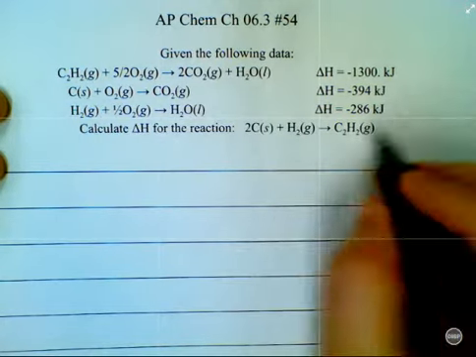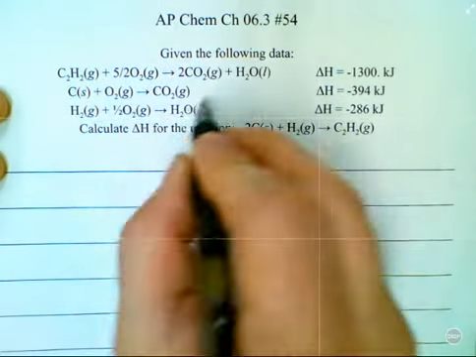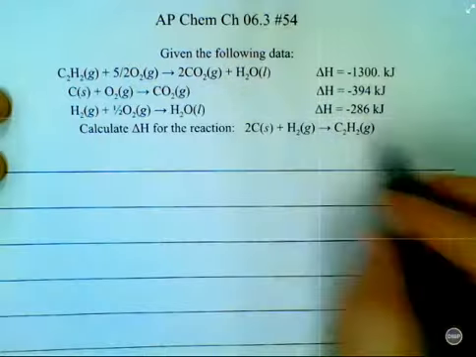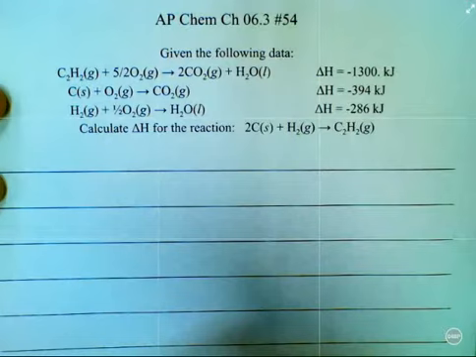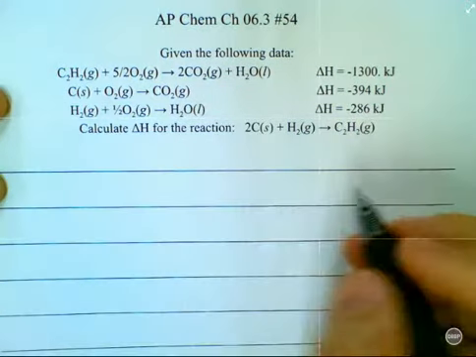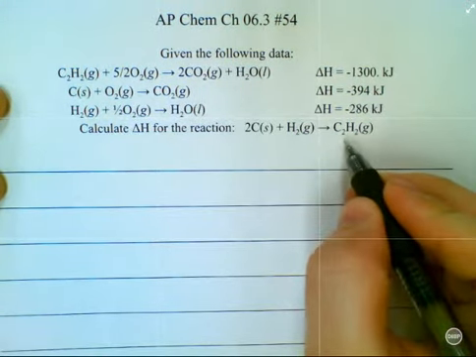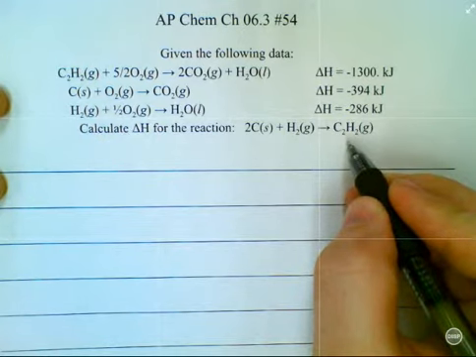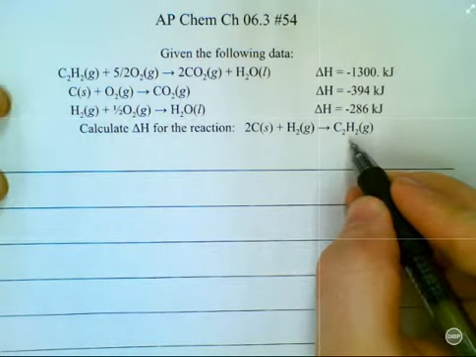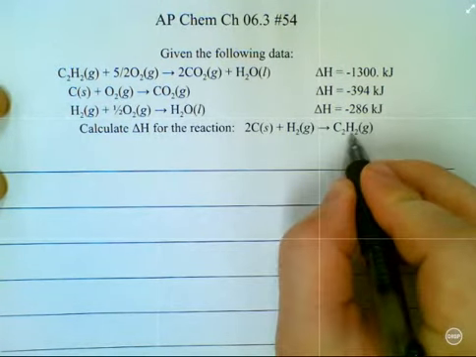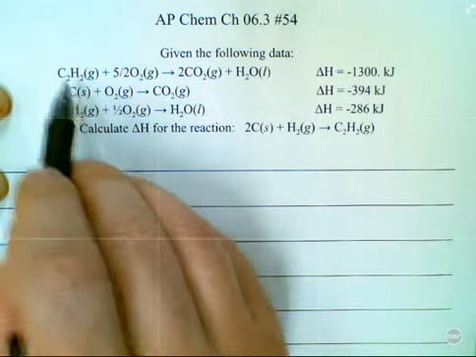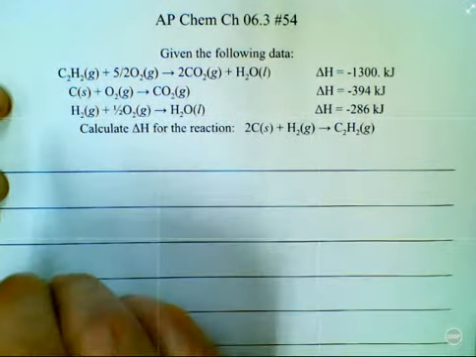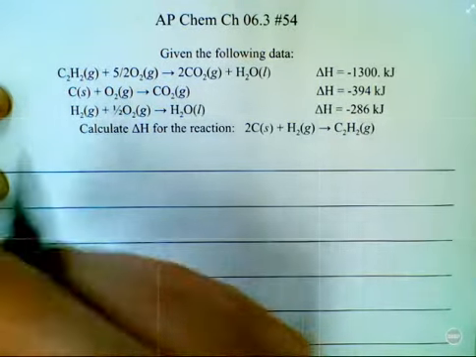So what we're going to do here, like I said, we need to combine all of these equations in such a way that they result in this equation. The way we do that, or at least the way my eyes fall to it, is I look at the product first. For whatever reason, it's what I do. So this is C2H2. And where in these three equations do I find C2H2? First equation, reactant side. Well, I found it, but it's on the wrong side.